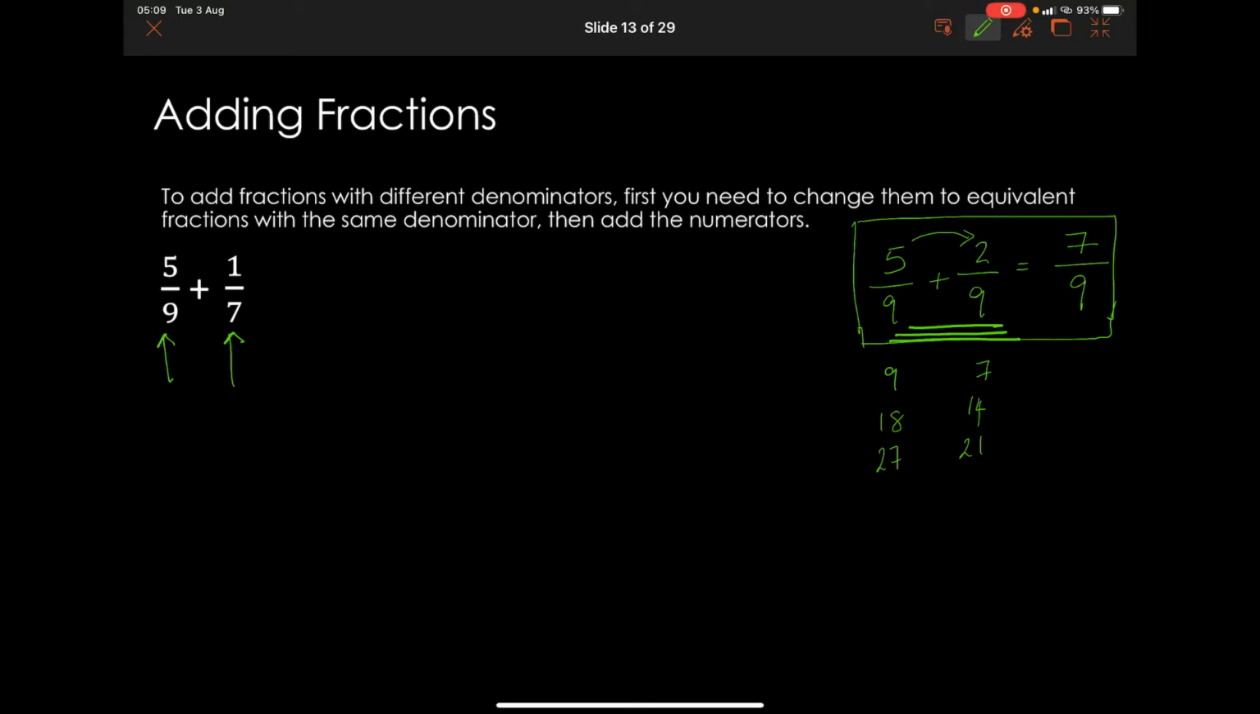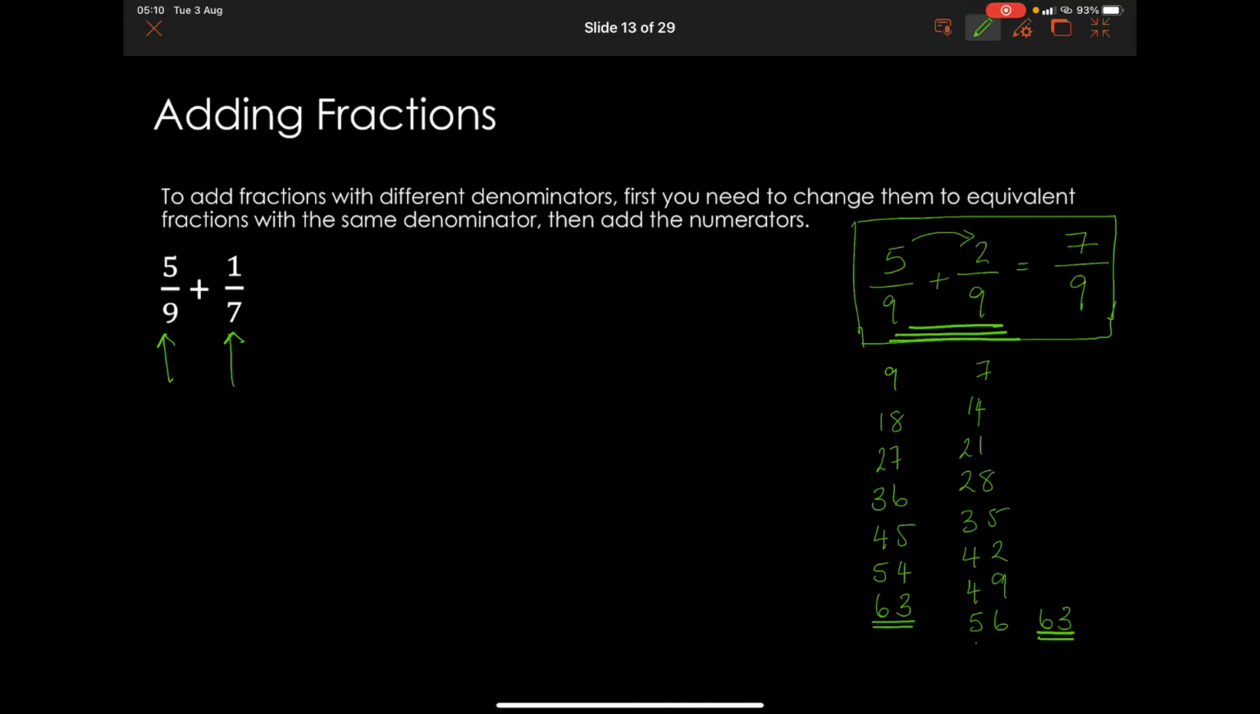So what I'm going to do is I'm just going to continue doing that now. So I've got 9, 18, 27, 36, 45, 54, 63. And then I'm going to do 28, 35, 42, 49, 56, oh, I can't fit it on, 63. So here's my 9 times table and here's my 7 times table. And as I can see here, 63 is in both of those times tables.